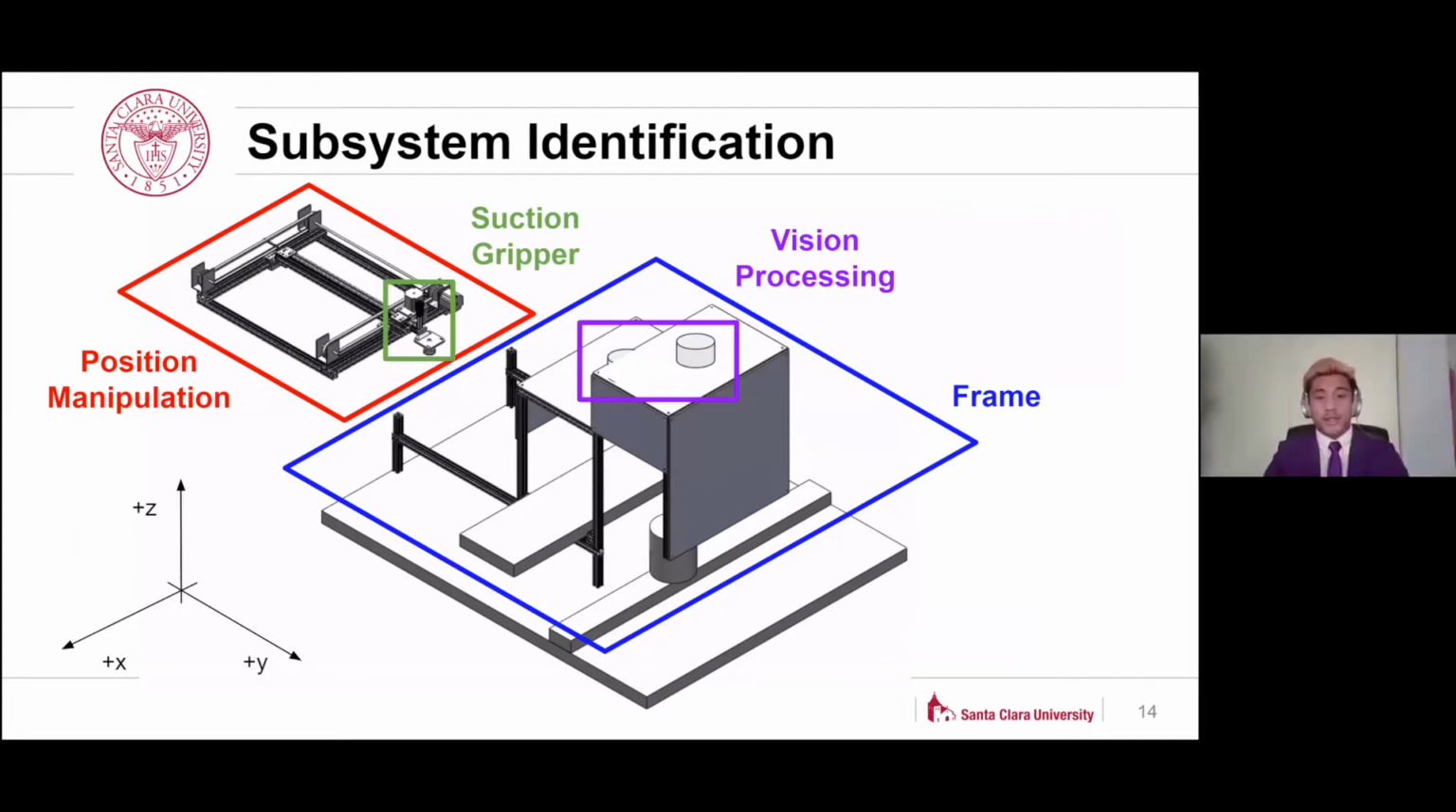Our robot consists of 4 subsystems. In a general sense, position manipulation of the leaf is achieved by stepper motors and linear actuator. Attached to the Z-axis of the position manipulator is the suction gripper in charge of picking up and dropping leaves. The frame essentially assembles the other subsystems and provides consistent lighting for the vision processing. The vision processing being the identification of the leaves and cans. I'll hand it off to Andrew, who will walk you through the first subsystem.